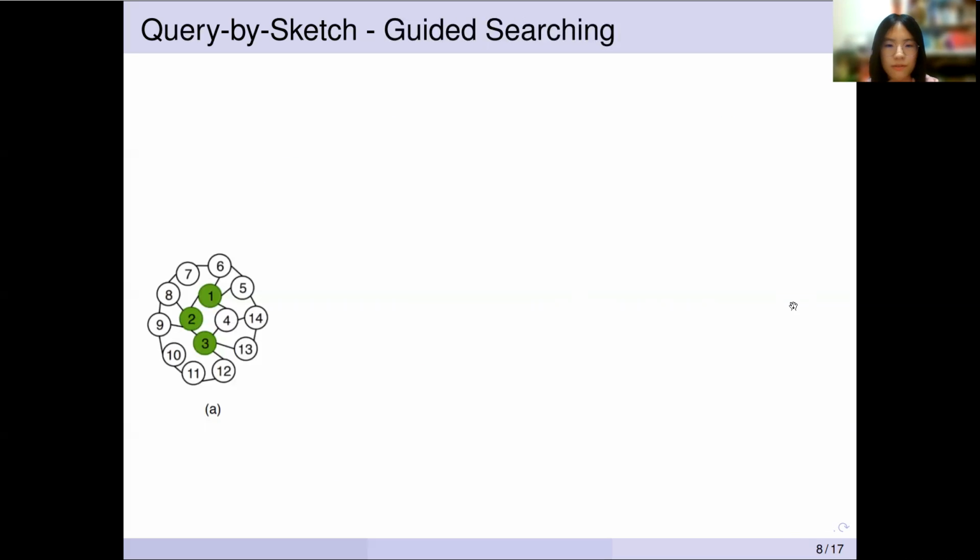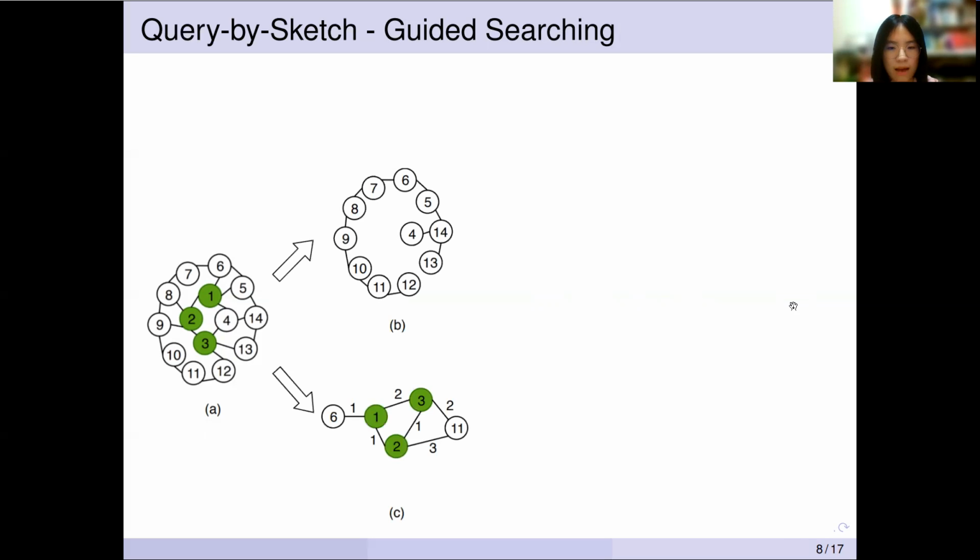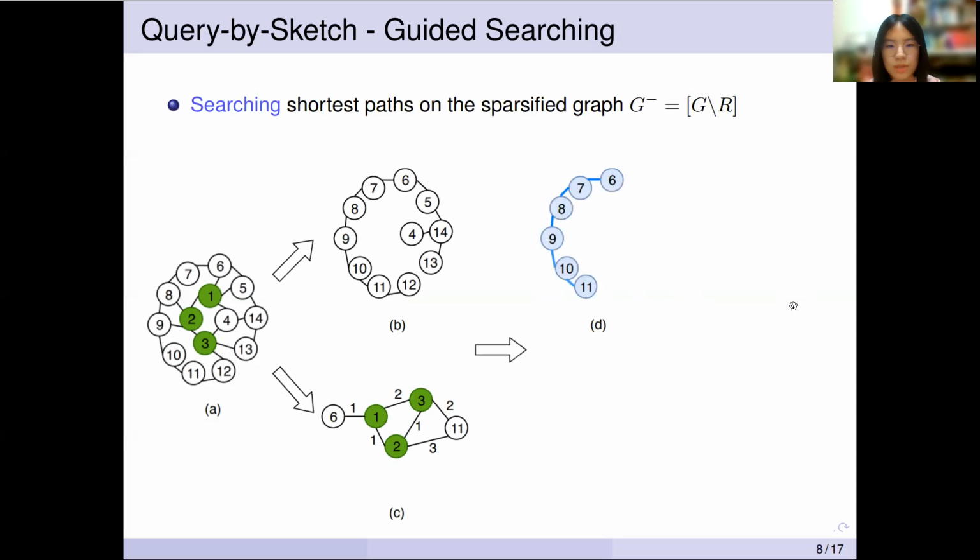The last key idea of query by sketch is guided searching. We conduct a search under the guidance provided by the labeling and sketch. Up to now, our labeling scheme and the sketch have already shown us the structure of shortest paths between vertices through landmarks. We perform the search on the sparsified graph in which landmarks are removed. We show the sparsified graph in this example in figure B. Then we try to compute the shortest path on the sparsified graph under the upper bound provided by the sketch. We find edges in E. This is a part of the shortest path graph.